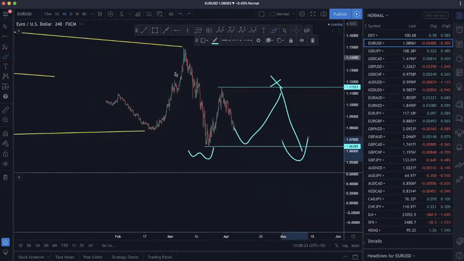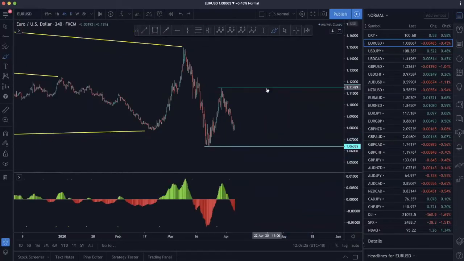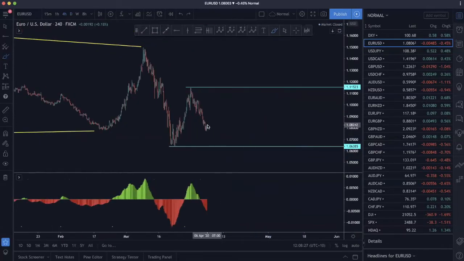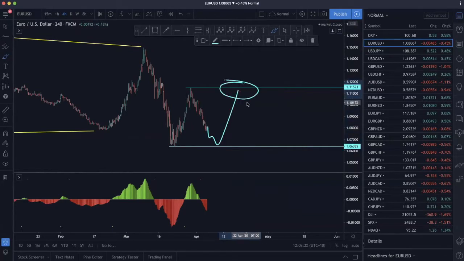So that's my outlook for Euro. It would fall into the neutral category, moving on to the sells when we actually get back up to this point over here, because then we can sell that back down.